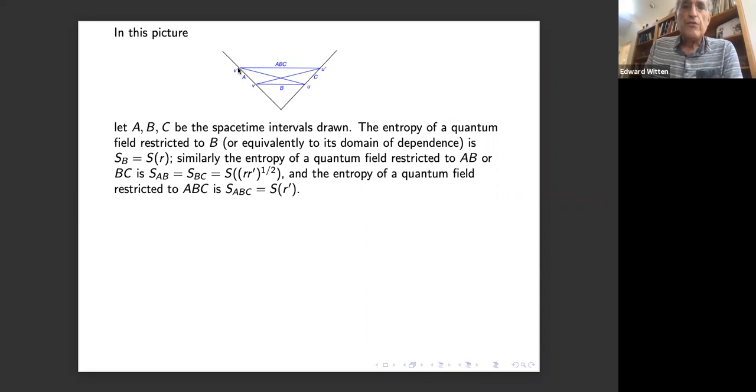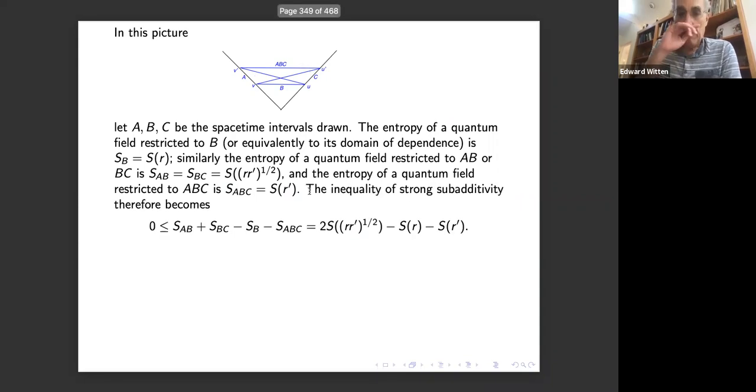Finally, if you take the whole region ABC, we could replace this non-geodesic path by a straight line labeled ABC. And its length is R prime. So the entropy of the combined system is S of R prime. So the inequality of strong sub-additivity becomes this one. And it can be expressed concretely in terms of the function S of R at different values.